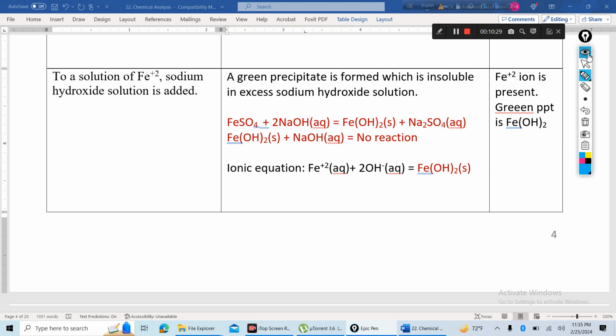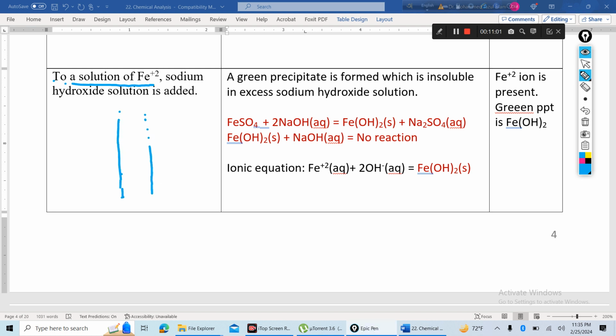Now test for iron 2 ion, Fe2+. How can you test for iron 2 ion using sodium hydroxide? To a solution of iron 2 ion, or you can write a small amount of iron 2 compound is taken into a test tube, then adding distilled water, a solution is prepared.